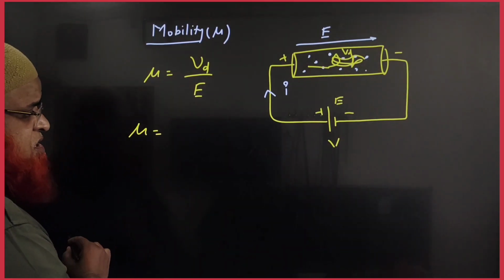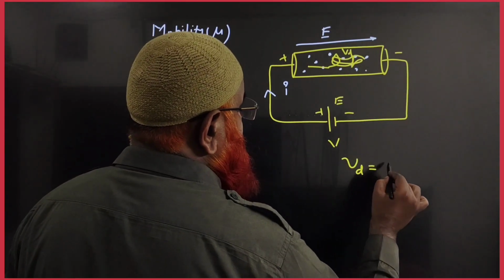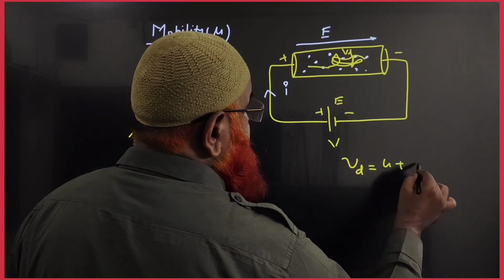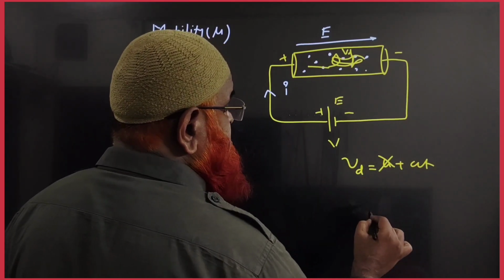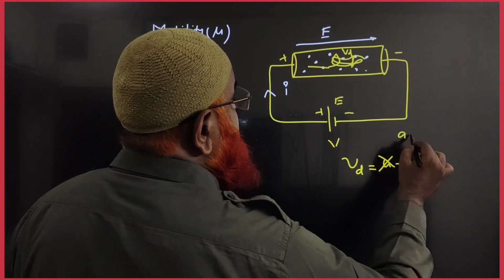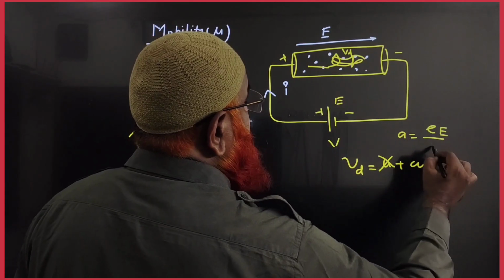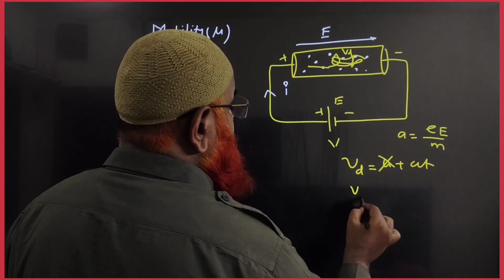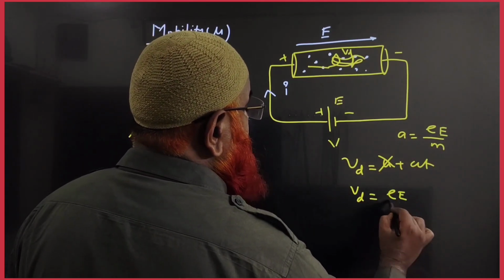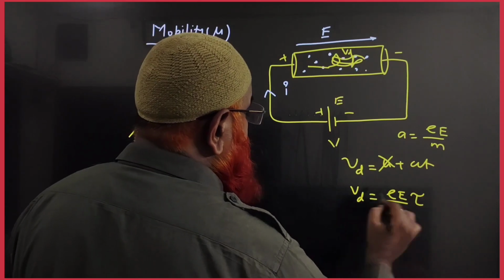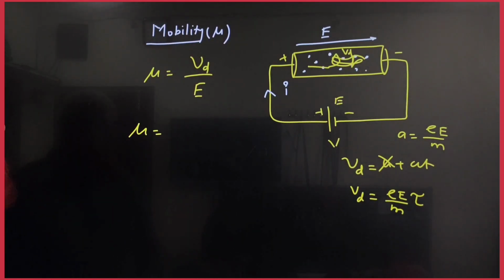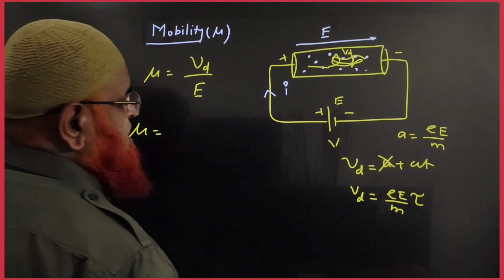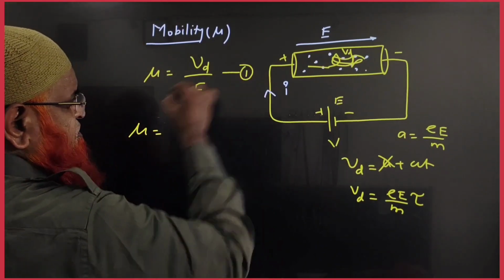Formula for drift velocity. I told you that drift velocity is nothing but u + at, where u is 0 initially and a is eE/m. So therefore drift velocity is nothing but eE/m times the time, and the time is the relaxation time, as I told you already. So this is the formula for drift velocity. So this is the basic formula for mobility.